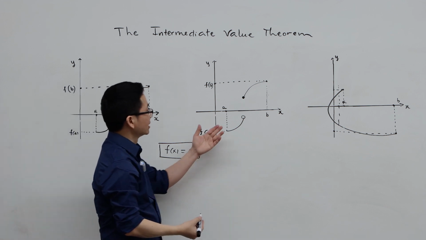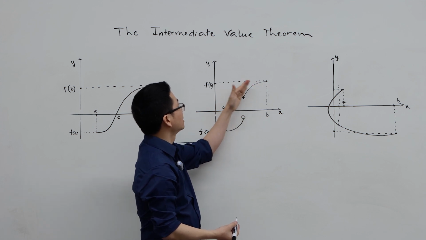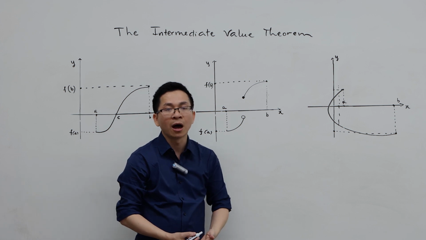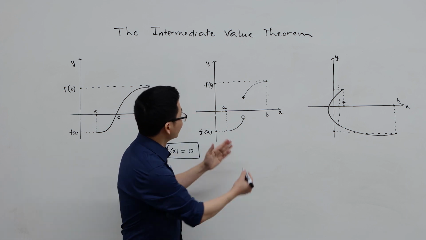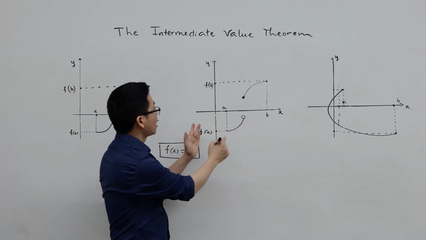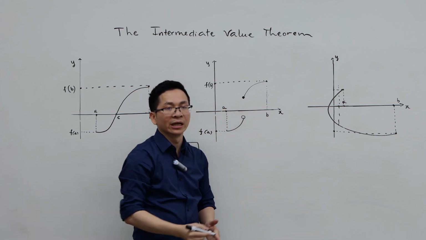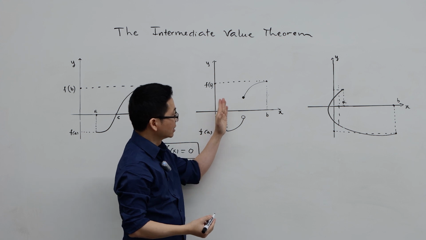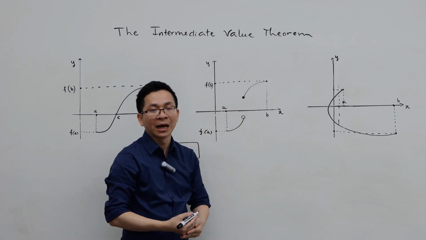In the second figure here, this is also a graph of a function on the interval [a, b]. However, this function is not continuous on this interval. And from here, you can see that the equation f(x) equals 0 doesn't have any solution on the interval [a, b]. The reason is that this function is not continuous on the interval [a, b], so you cannot apply the intermediate value theorem.